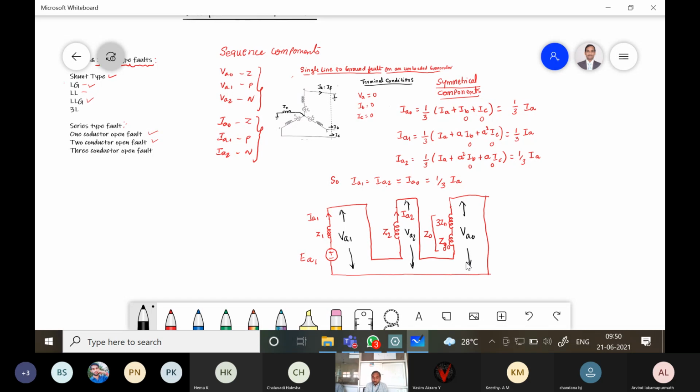Is it clear up to here? So across this terminal, that is VA0. In between these two terminals, VA2. In between this terminal, VA1. So what is that VA1? VA1 is equal to EA1 minus IA1 into Z1, and VA2 is equal to minus IA2 into Z2, and VA0 is equal to minus IA0 into Z0, right?